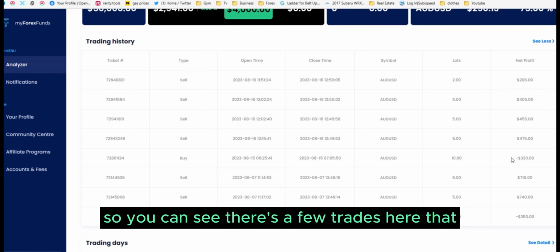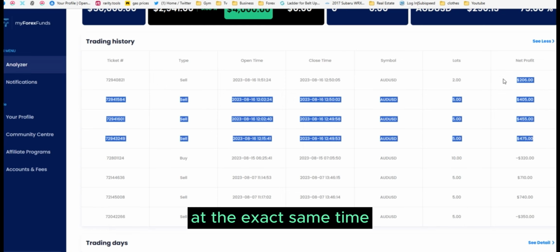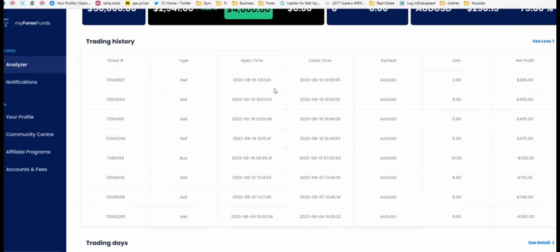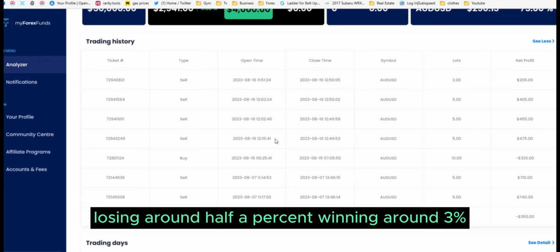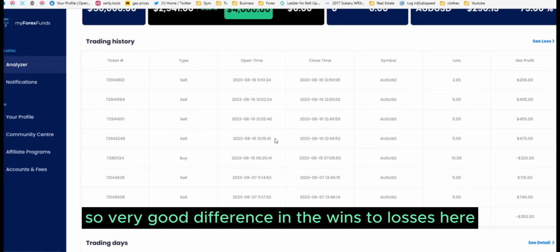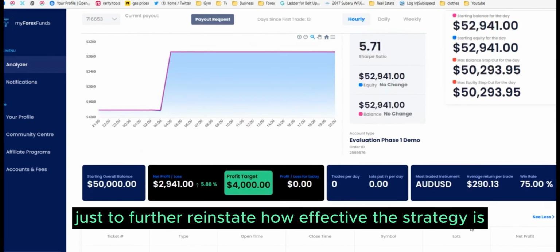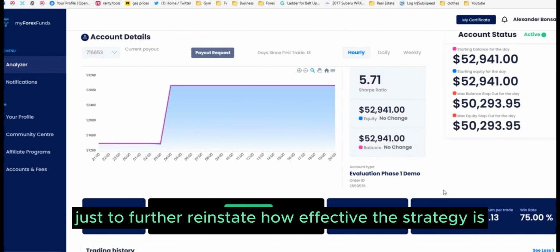So you can see there's a few trades here that are at the exact same time, which are the winning ones, and the losing ones are very small losses. Losing around 0.5%, winning around 3%, so a very good difference in the wins to losses here. Just to further reinstate how effective this strategy is.